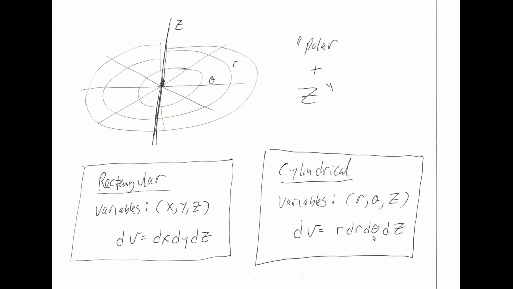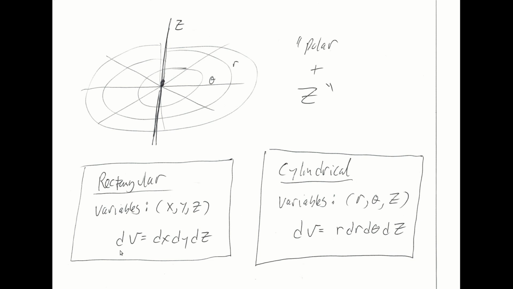That's what dA looked like in polar, and then dz, the term from rectangular still. So our dV expression looks like this in cylindrical. There are pictures you can draw to think about what a unit volume element looks like in cylindrical, and those are given in Stewart chapter 15.7. I won't re-represent them here, just in the interest of time.